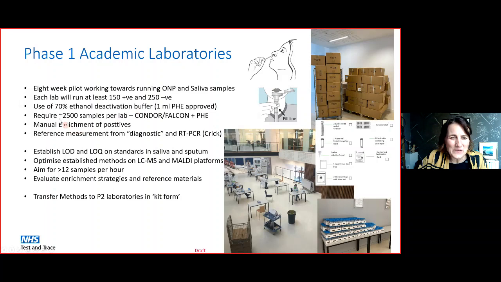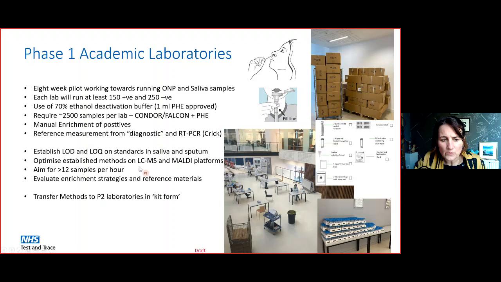So at the P1 level, we'll be getting about 2,500 samples per lab, although we only need to run 150 to 250 positive to negative, but we need that much to make sure that we've got the numbers of positives. There'll be a reference measurement from whatever diagnostic is being used in the hospitals, and there will be a gold standard comparator done by the Crick Institute with RT-PCR.